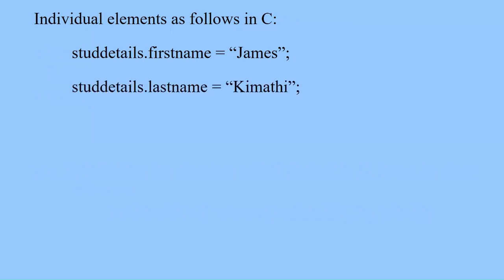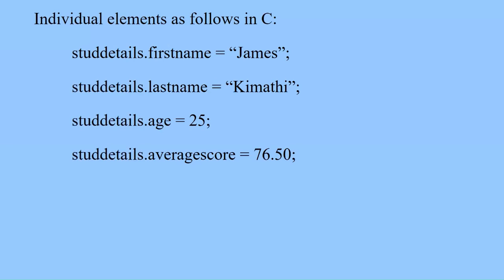Or we can do it as follows. Individual elements can be initialized as follows in C. Assign James into student details dot first name. That is, assign the string James into the first name member of the record. Assign Kimathi into the last name member of the record. Assign 25 to age, which is a member of the record. Assign 76.50 to average score, which is a member of the record.